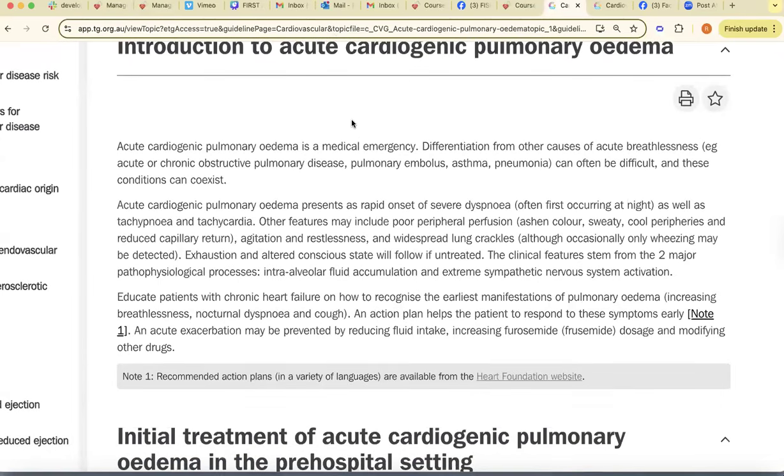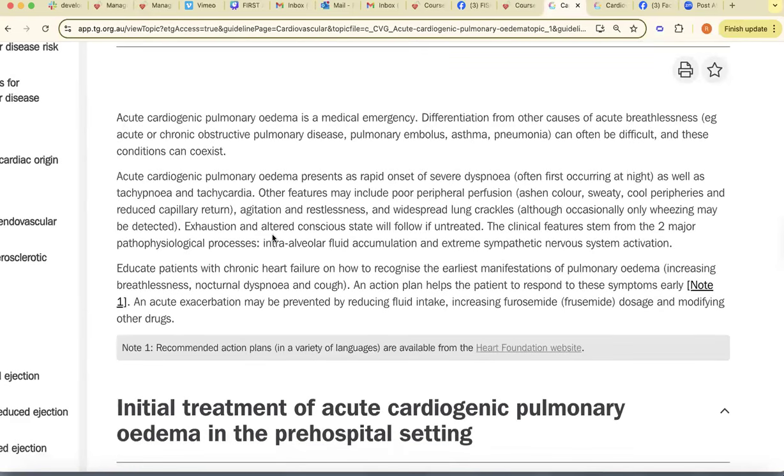The first thing is propped up position. You keep the patient sitting up, because that's the first thing you can do without doing anything. And yes, we need to measure their oxygen as well. So propped up position should be the first thing we would do, and then check the oxygen. If the patient needs oxygen, start the oxygen.